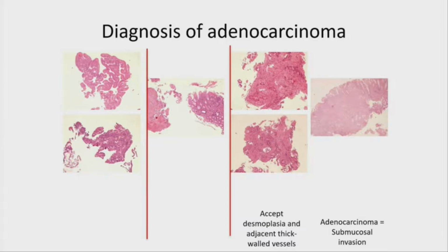There are obviously a group in the middle, so if we see desmoplasia or adjacent thick-walled vessels, we will make a diagnosis of adenocarcinoma, but it still leaves this group where we will say there is suspicion of invasion only. There are potential adjuncts to diagnosis in the use of immunohistochemistry for type 4 collagen and MMP9, but they are not in regular use.